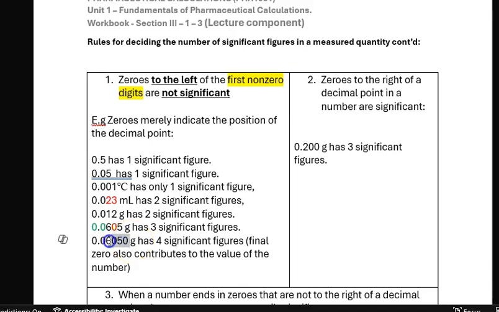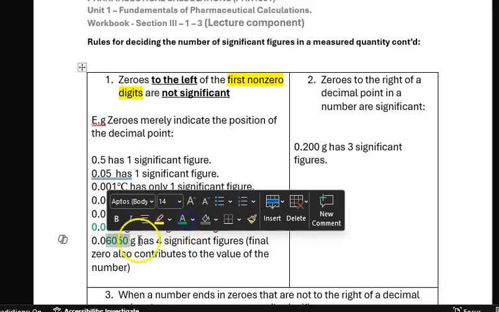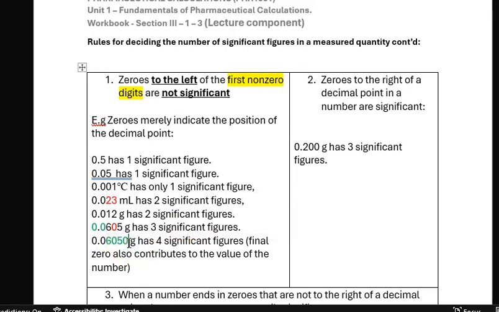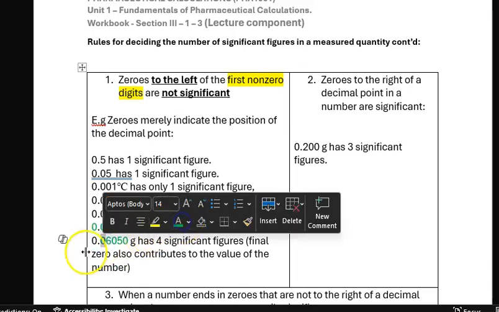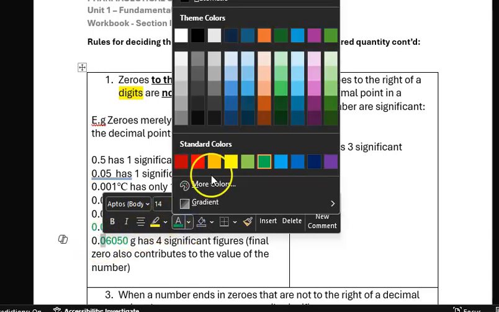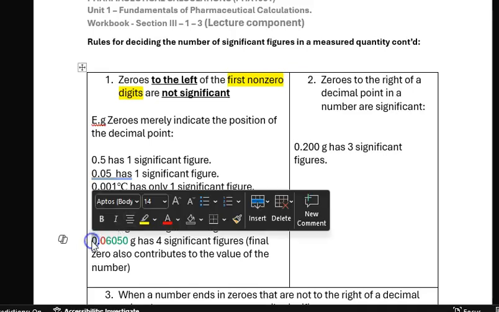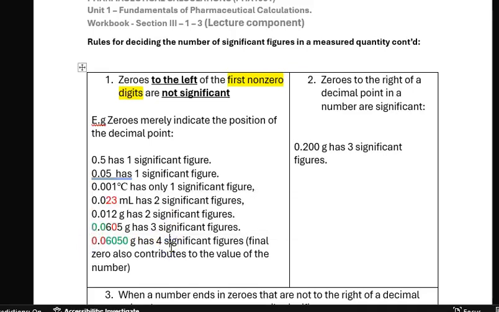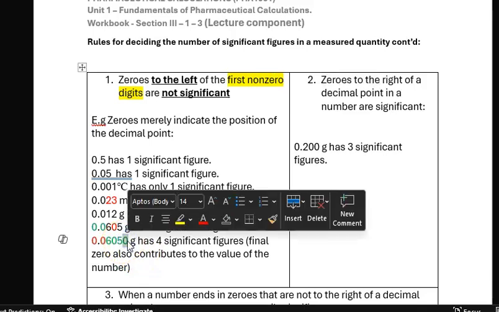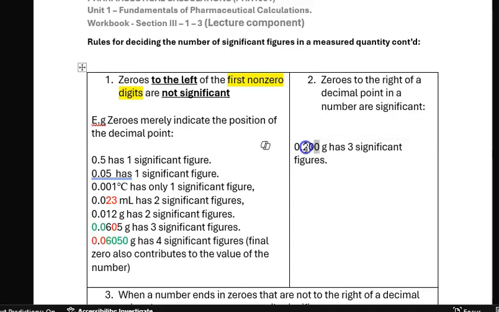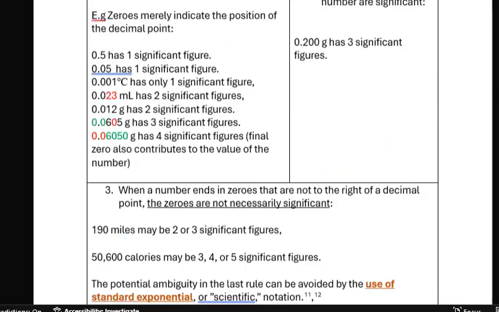This one has 4 significant figures because the 0 is to the right of the non-zero number, so we would count it. But these 2 zeros in front of the first non-zero number, we would not count. Let me put that in a different color here for comparison, right? We would not count those. Over to this one, zeros to the right, just like this one. This 0 is to the right. Over here, these zeros are to the right of the first non-zero number, so that would be significant. So this has 3 significant figures. All right, let me see what else is there.